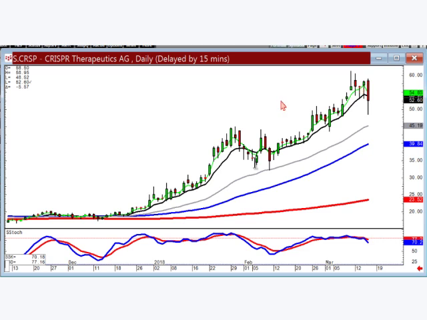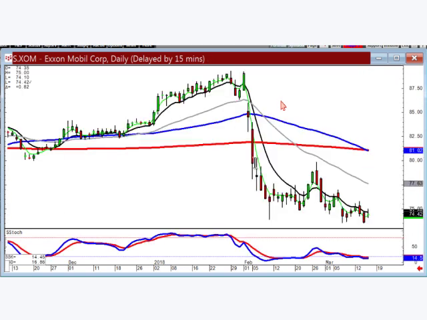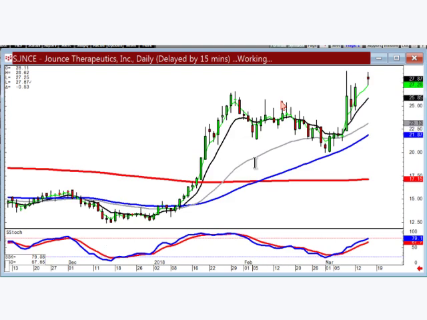What's happening to XLM? Nothing. You just stay short. JNCE. Another one. These are very high probability trade setups.